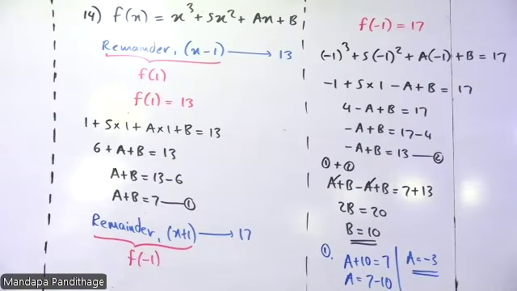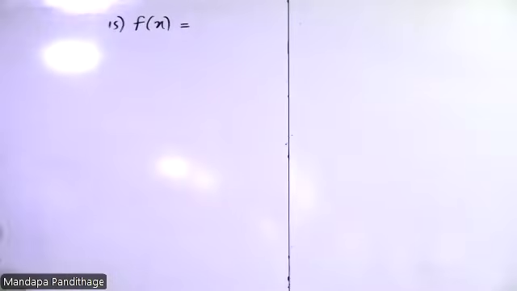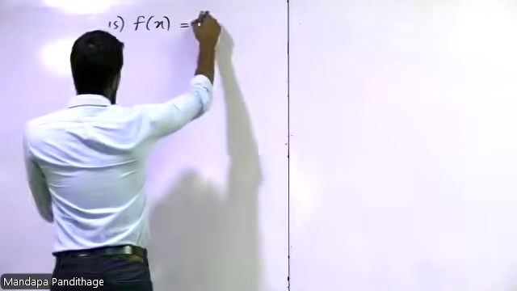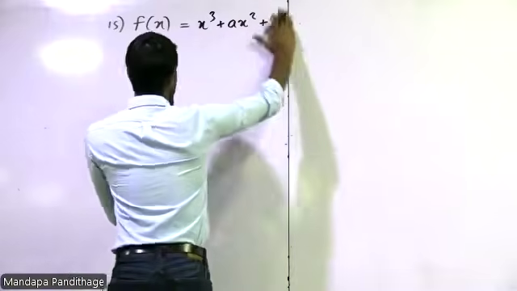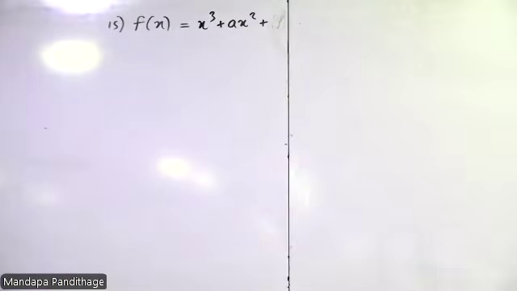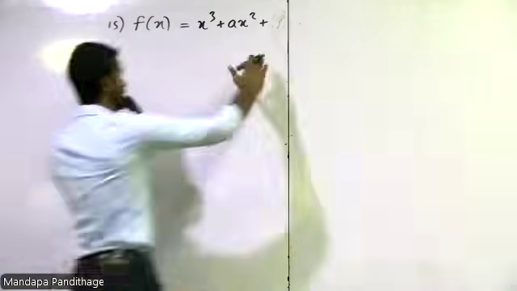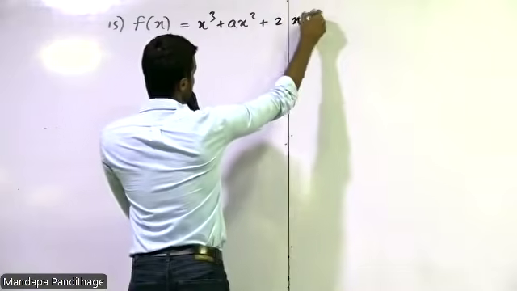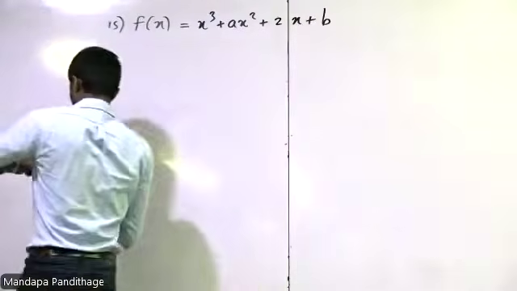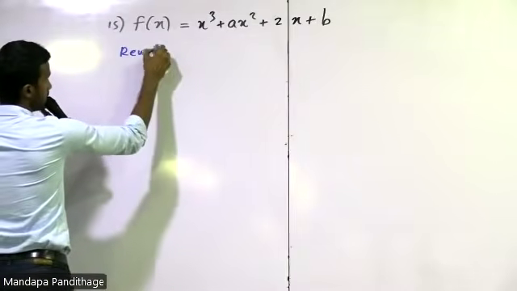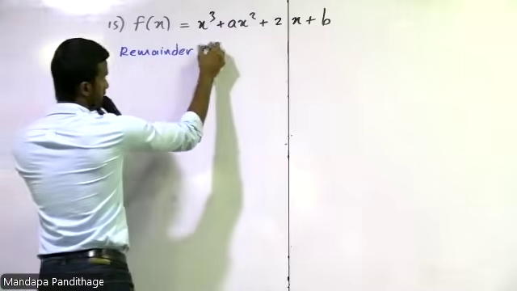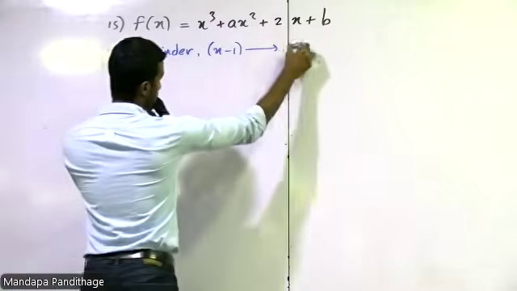Okay, question number 15. f(x) is equal to x cube plus a x squared plus 2x plus b, when we divide it by x minus 1, the remainder has been given as 8. The remainder when divided by x minus 1, they have given it as 8.